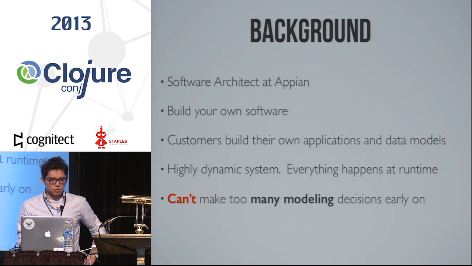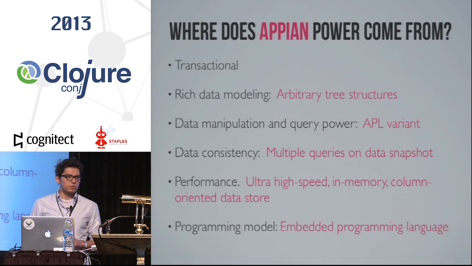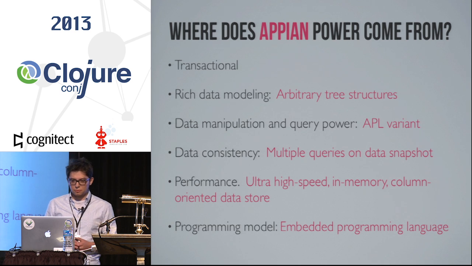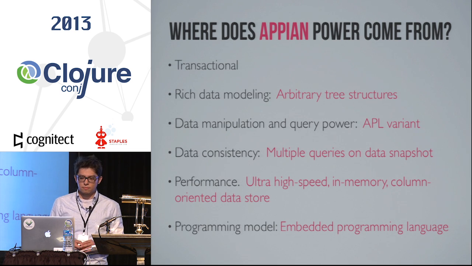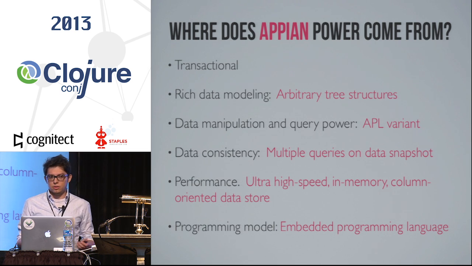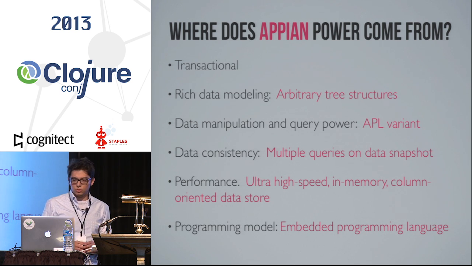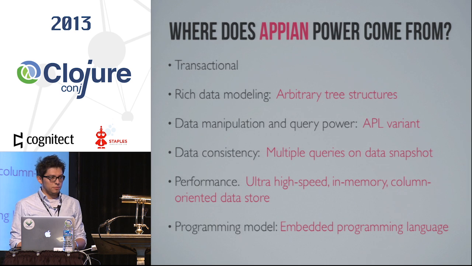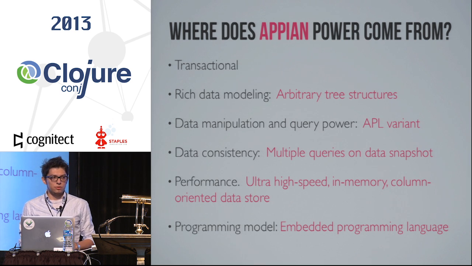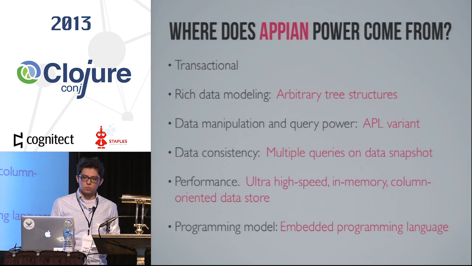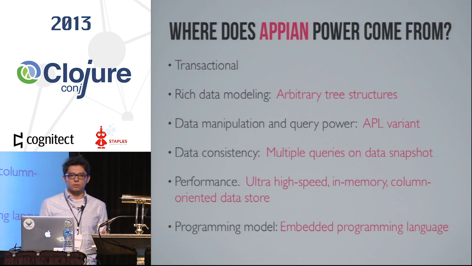And so you may wonder where Appian gets all this power from. And I'm going to try to describe it really fast. Appian is a transactional system. It has a very rich data model. It supports arbitrary tree structures, not like Datomic, which supports an EAVT schema. We have a very strong data manipulation and query language, which is a variant of APL.